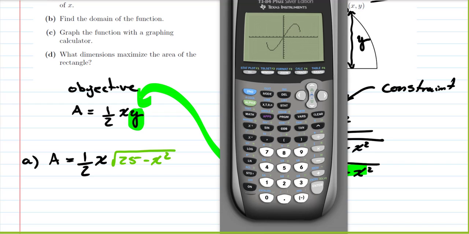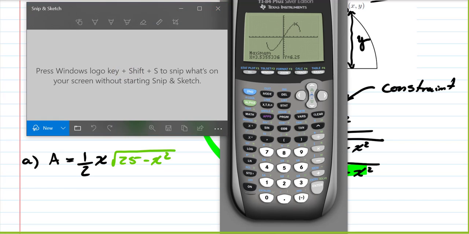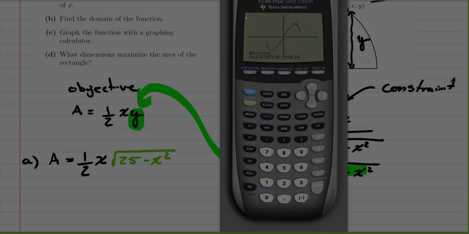We graph, and then to find it exactly, we're going to use the same thing we did before. We go second, trace, we choose maximum, we have left bound, and then I'm going to scroll over past the max. So I go over here. I went way farther than I needed to, and then I scroll back to the maximum, and I press enter, and my eyeball metric was reasonably close.